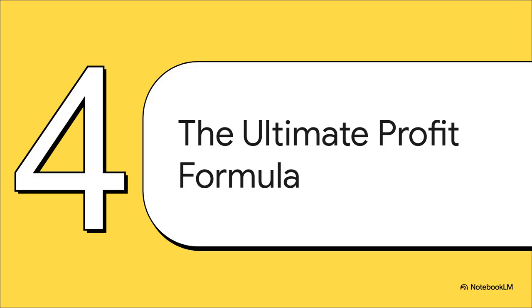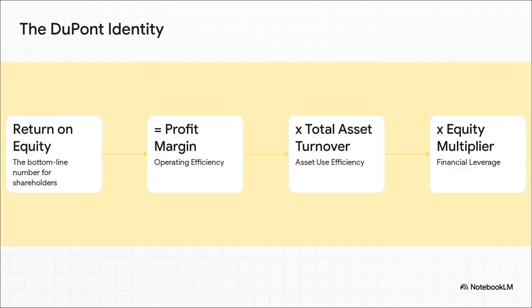So we've got all these individual clues, right? We have liquidity, leverage, profitability. But what if there was a way to connect them all? A way to see how they all work together to create that ultimate result for shareholders? Well, there is, and it's one of the most elegant tools in all of finance. It's called the DuPont Identity.